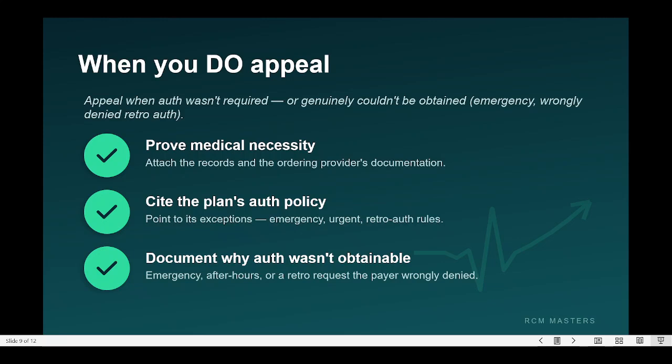Okay, so when do you appeal? When authorization was not required or genuinely could not be obtained, like an emergency or a retro auth the payer wrongly denied. A strong CO-197 appeal does three things. Number one, it proves medical necessity with the records and orders. Number two, it cites the plan's own authorization policy and its exceptions. Number three, it documents why the auth was not obtainable in the first place.